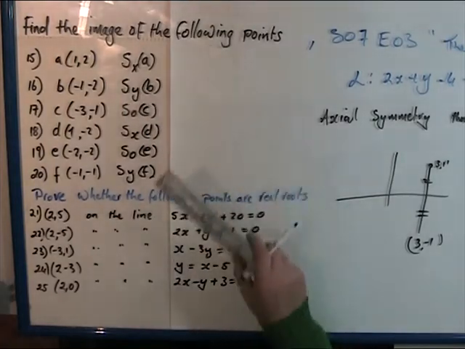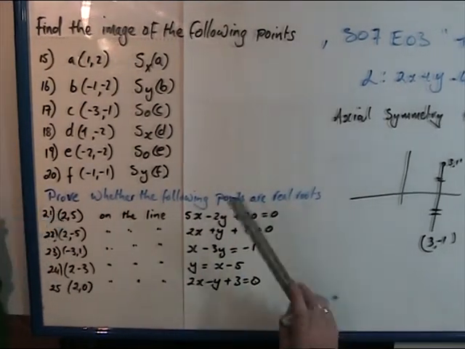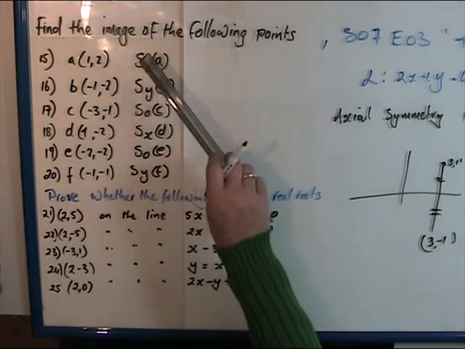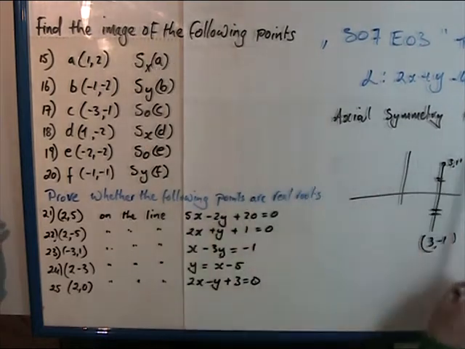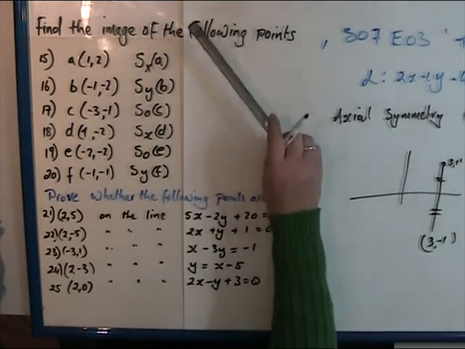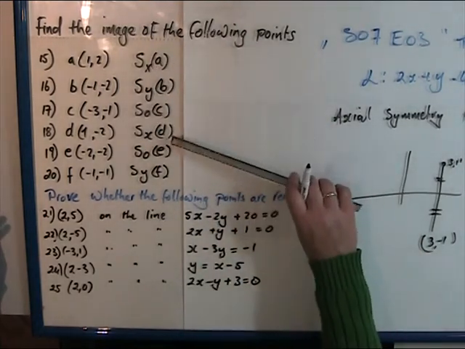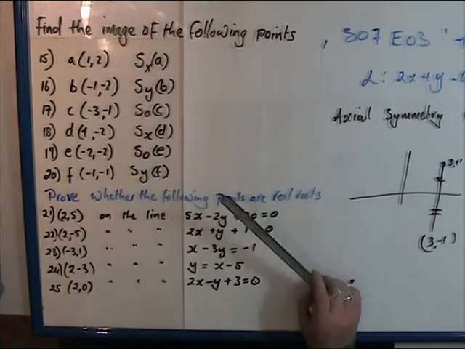Find the image of the following points. So you're going to go (1, 2) through the x-axis of A. You're going to pass (1, 2) through the x-axis, and there's your formula way over there. And you can just solve these by using the formula or by graphing the points.